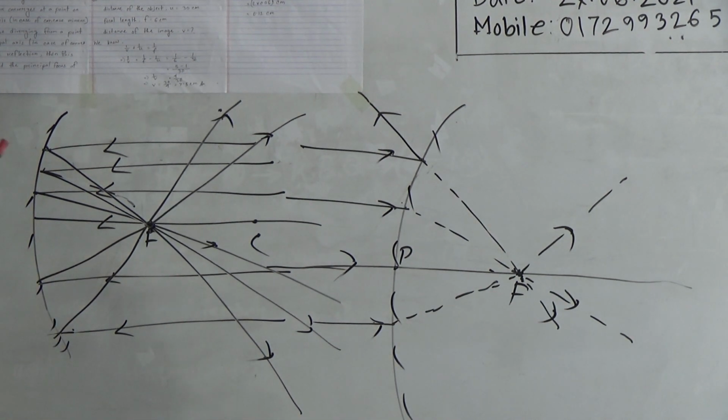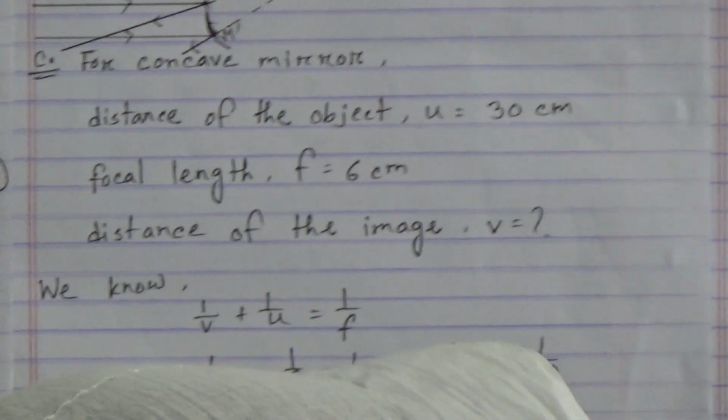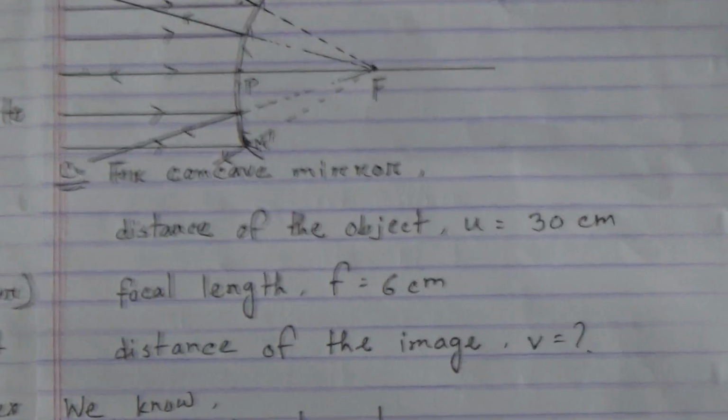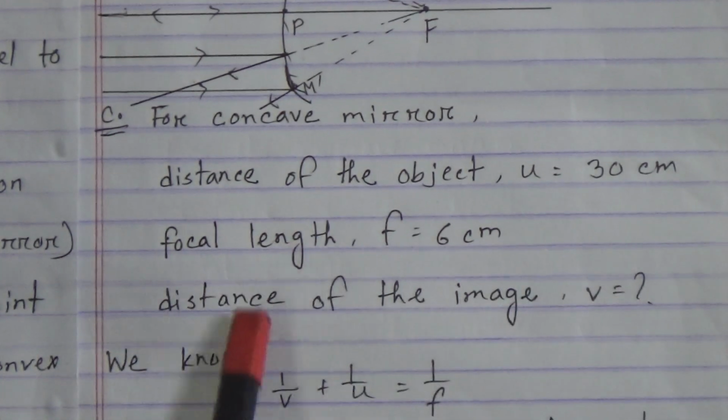Okay, my dear students, now I will show the answer to question number C. Find the distance of the image. My dear students, we have to find the distance of the image. In the stem, it is given that the distance of the object u is 30 centimeter, and the focal length f equals 6 centimeter. So we have to find the distance of the image, v equals what.